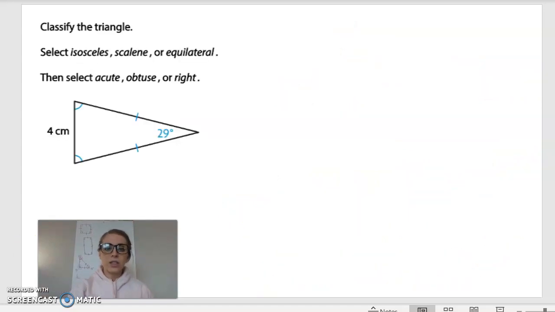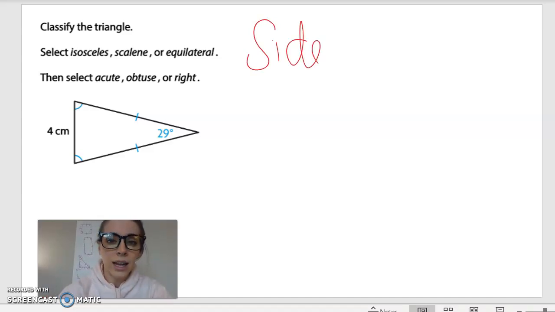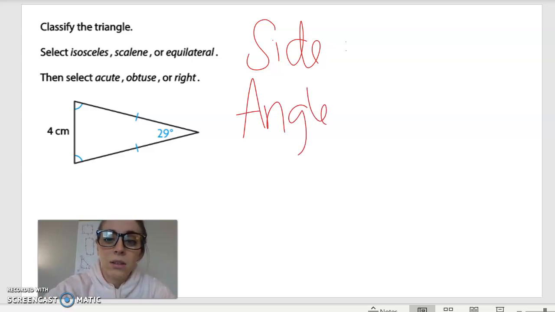So this last question that I wanted to go over with you, okay? It says, classify the triangles. So today, 5th grade, when you are classifying triangles, you are always going to have to name it by its sides, and you're always going to have to classify it by its angle.